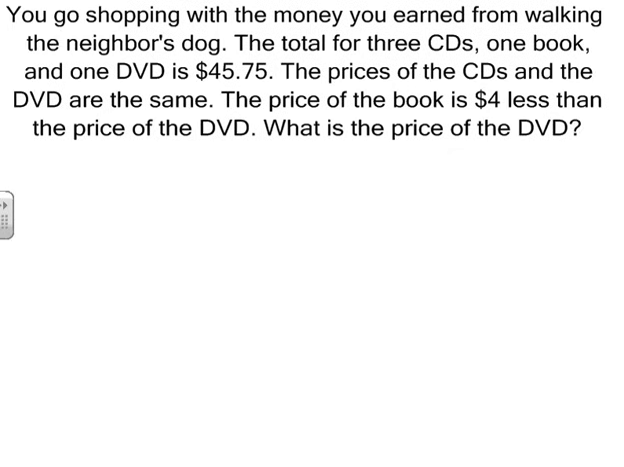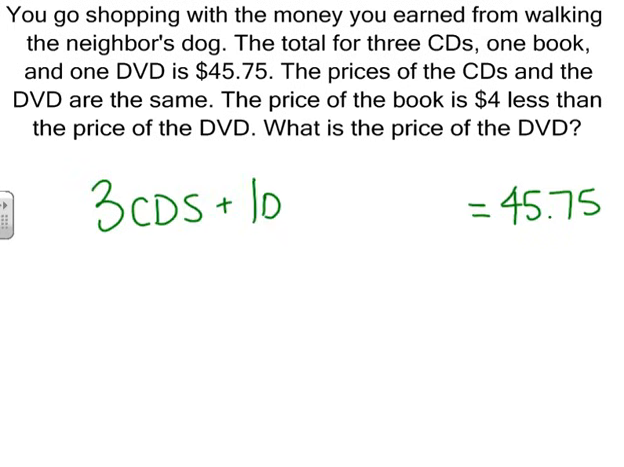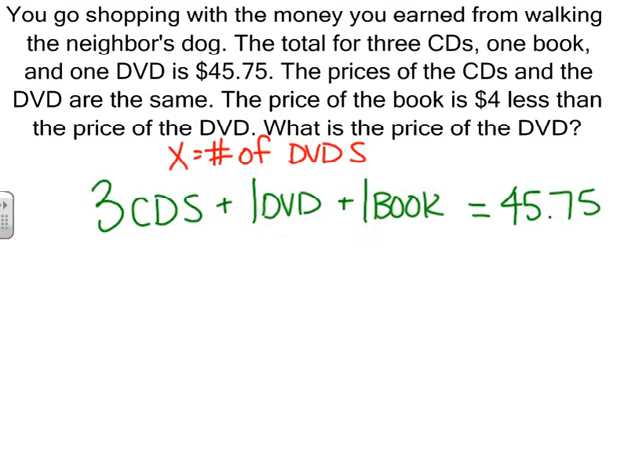All right, we're going to start really basic, and we know that our total cost of $45.75 is just going to be all of our items added up. So we have 3 CDs, we have 1 DVD, and we have 1 book. All right, the question is asking for the price of the DVD, so that's how I know where my variable goes. So I'm going to say that x represents the cost of DVDs. Right below DVD, I'm going to substitute that with an x.